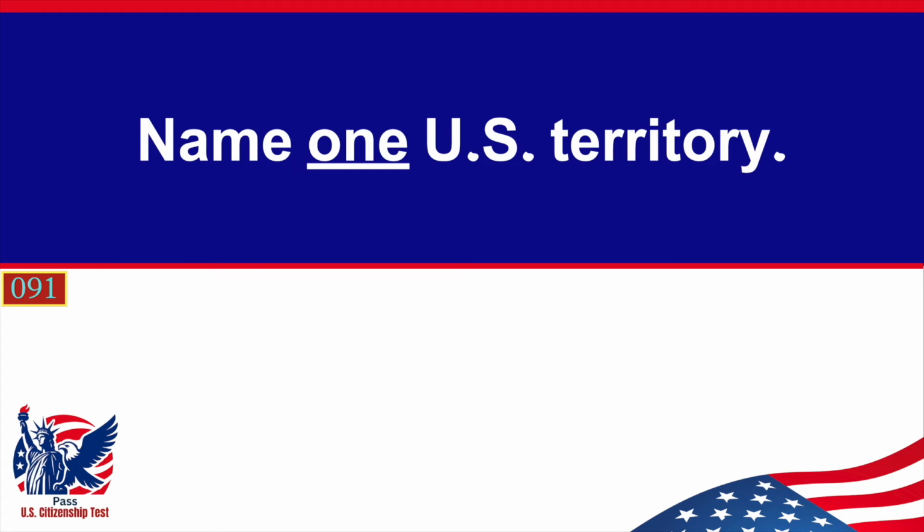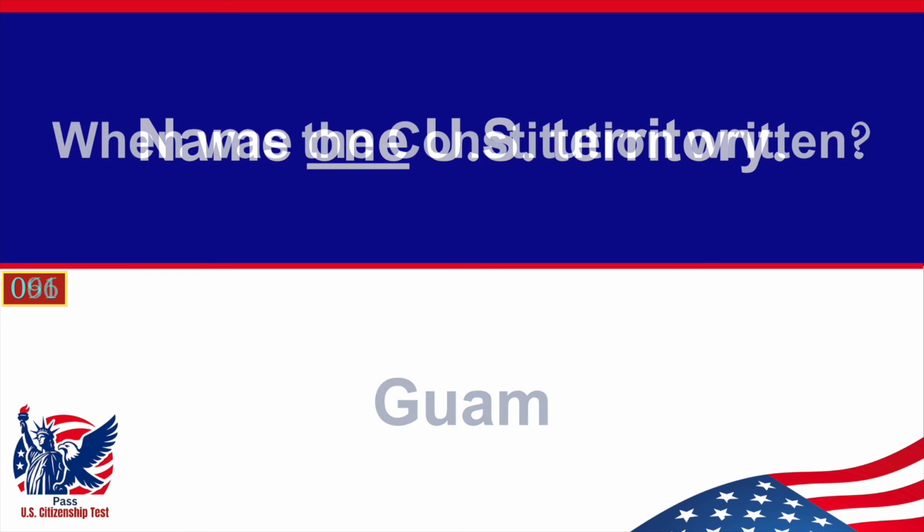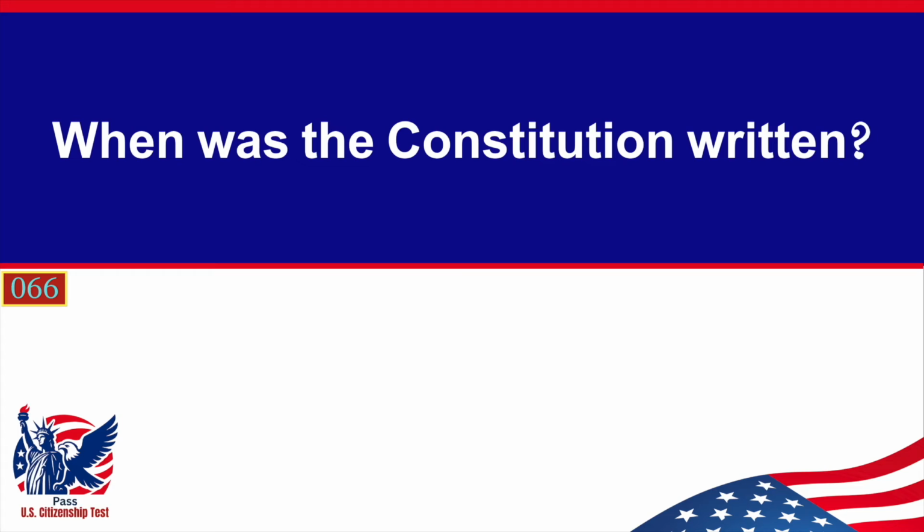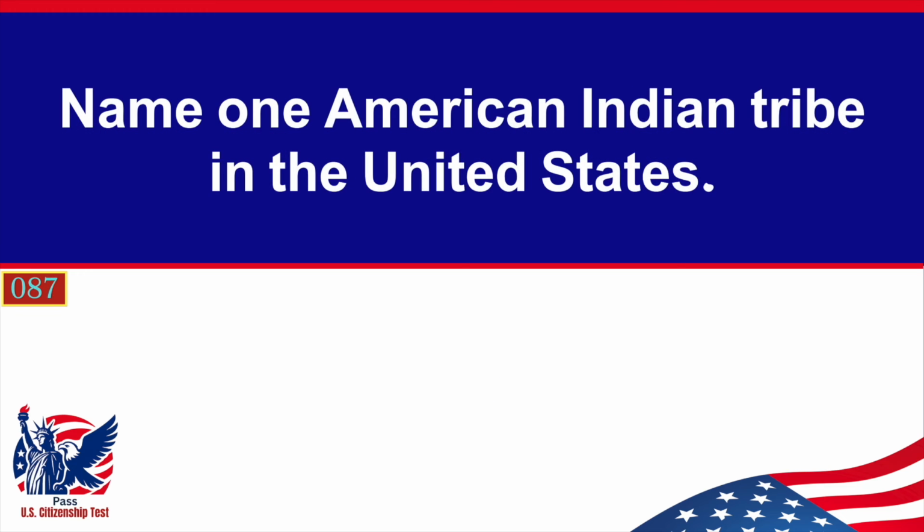Name one U.S. territory. Guam. When was the Constitution written? 1787. Name one American Indian tribe in the United States. Cherokee.